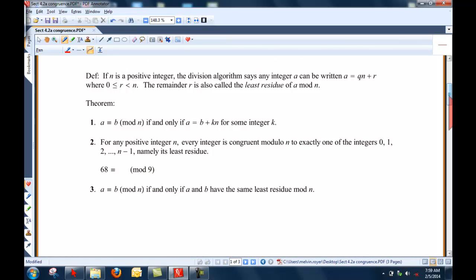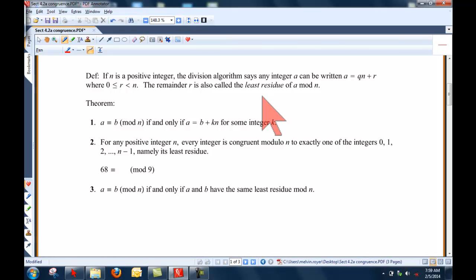Let's give the background theorem here to kind of get the entire ball rolling. So if we have a positive integer, the division algorithm says that I can write that as a quotient times the divisor plus a remainder, and the important part is the remainder is non-negative but less than the divisor. So when we talk about congruence mod n, n is going to play the role of the divisor. The remainder then we'll also call the least residue.